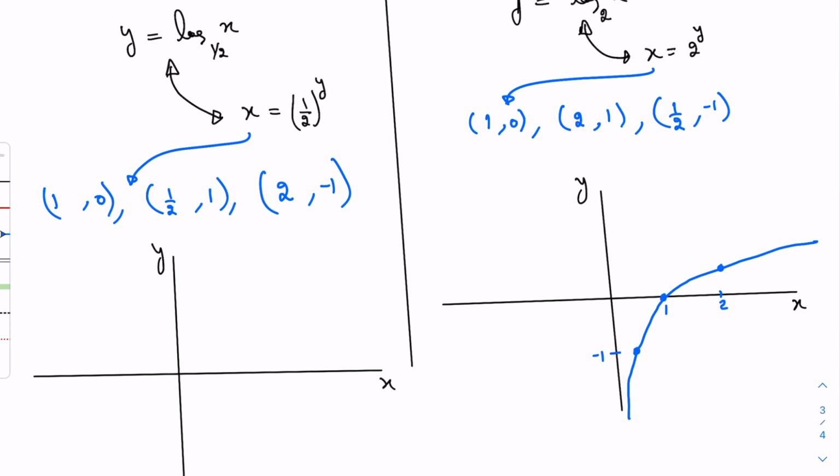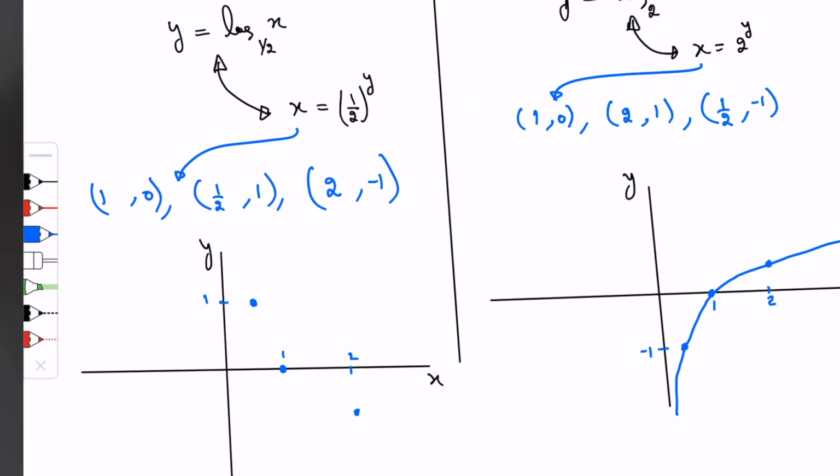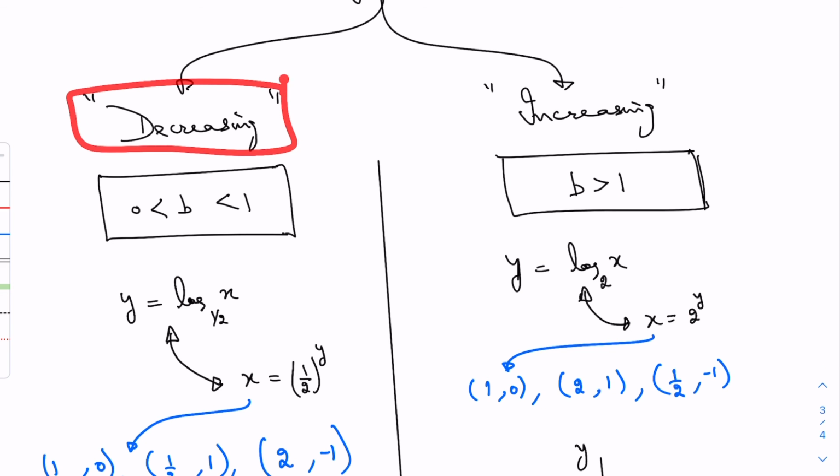If we quickly plot these points on these axes, I have (1, 0), which is this point, so this remains the same, and then I have (half, 1), which is going to be somewhere here. Then I have (2, -1), which will go somewhere here, so let me label them. This is 2, this is 1, this point is 1, and this side over here is -1. So these are my points, and we can see the behavior. If I join these points, I get this kind of curve, and that is inherently a decreasing curve. That's why this title has been given, decreasing family.